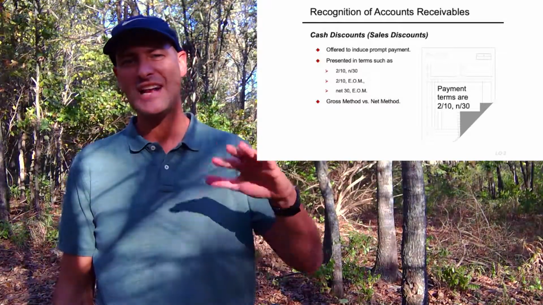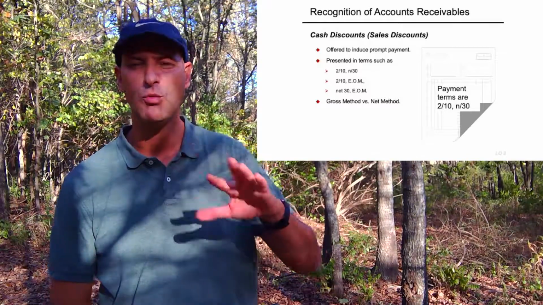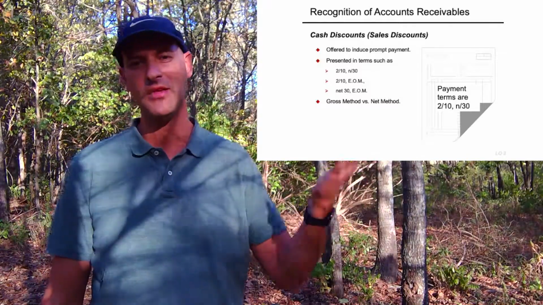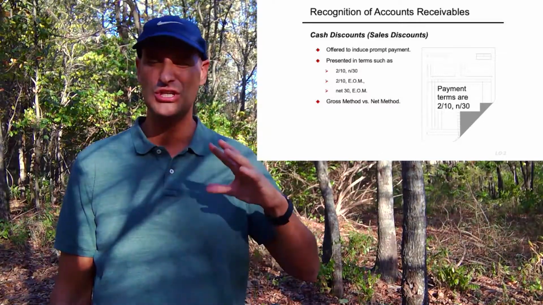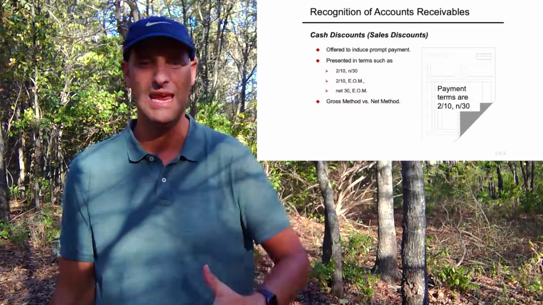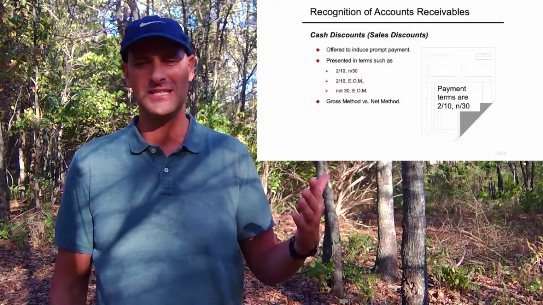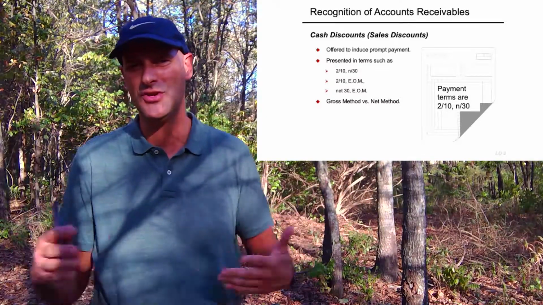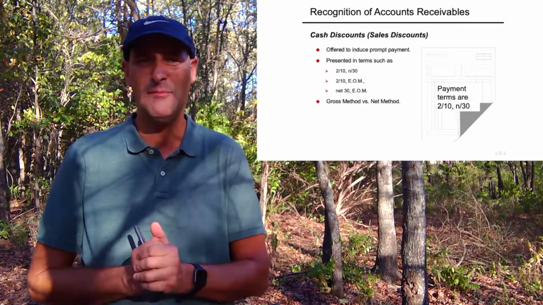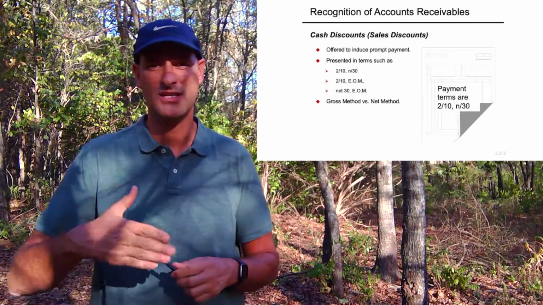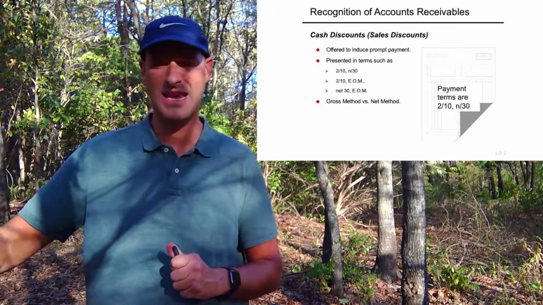Now, cash discounts can be treated one of two ways. You can either do a gross method or a net method. The thing is, at the time of the sale, you aren't really sure which one your customer is going to take. So accounting basically says you can do it either way, depending on the circumstances. In practicality, that means that companies who have customers who usually take the discount are going to use the net method, and companies who have customers who don't usually take the discount are going to use the gross method.